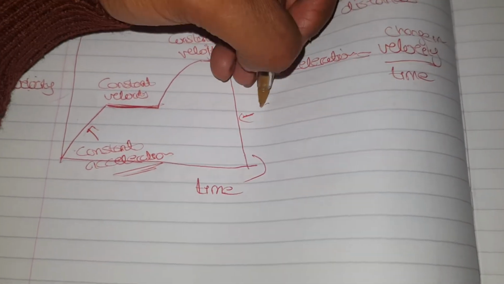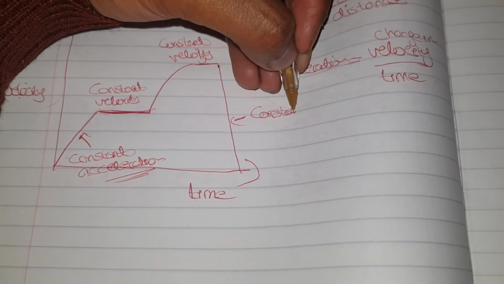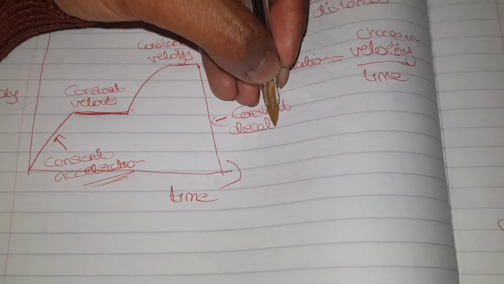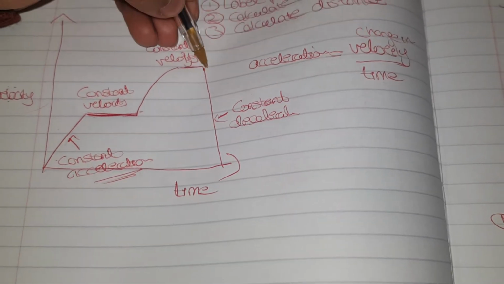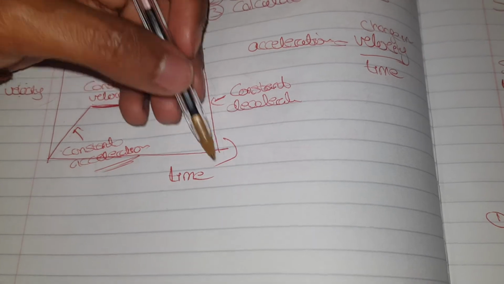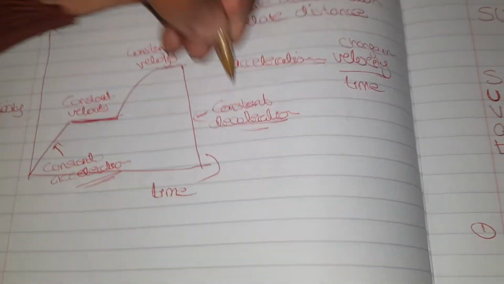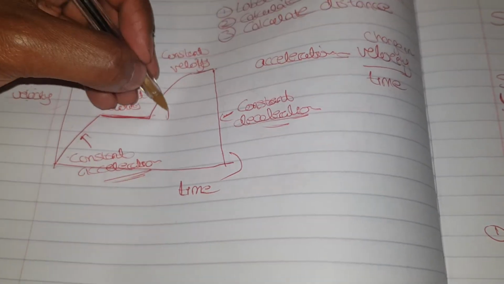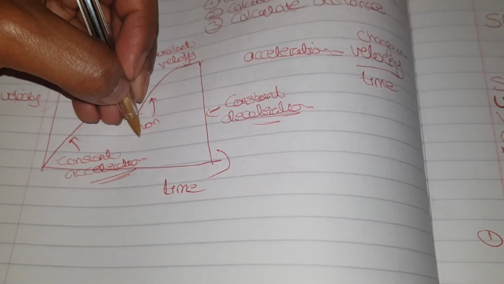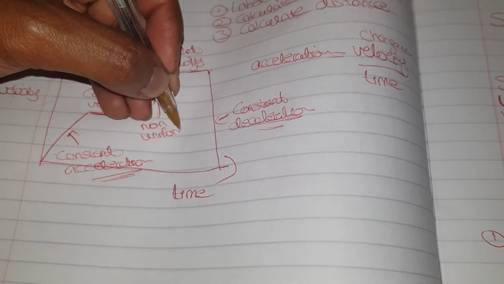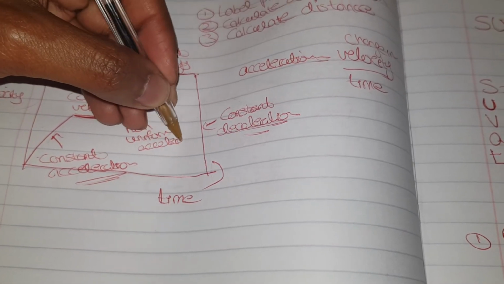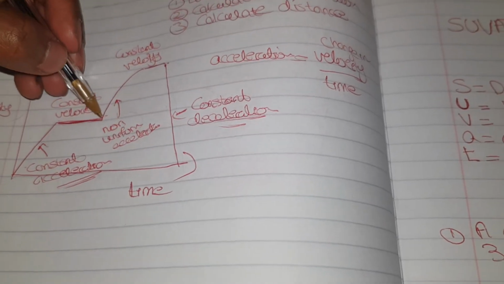Here we have constant deceleration. You guys might be asking why not acceleration? It's because you have a high velocity there and you're going back to 0. So your speed's going back to 0, so you're slowing down. Deceleration is slowing down. And here you can just say non-uniform acceleration. So you are accelerating, you're getting faster, but it's not uniform, it's not constant.